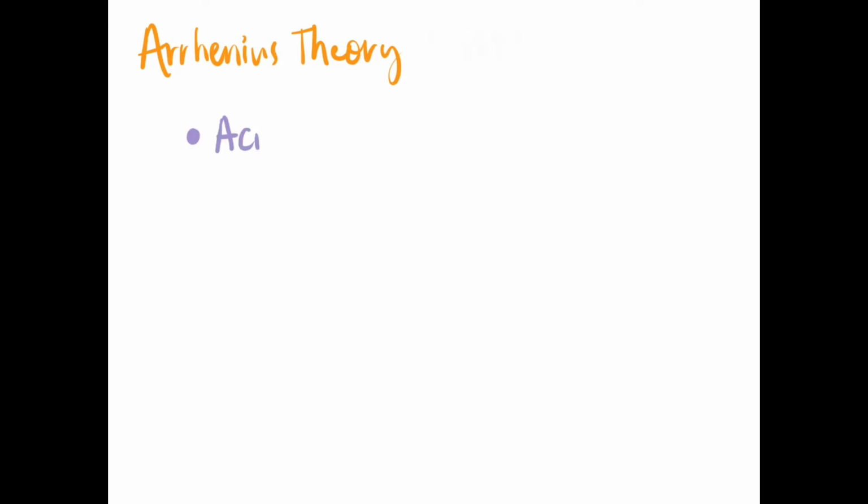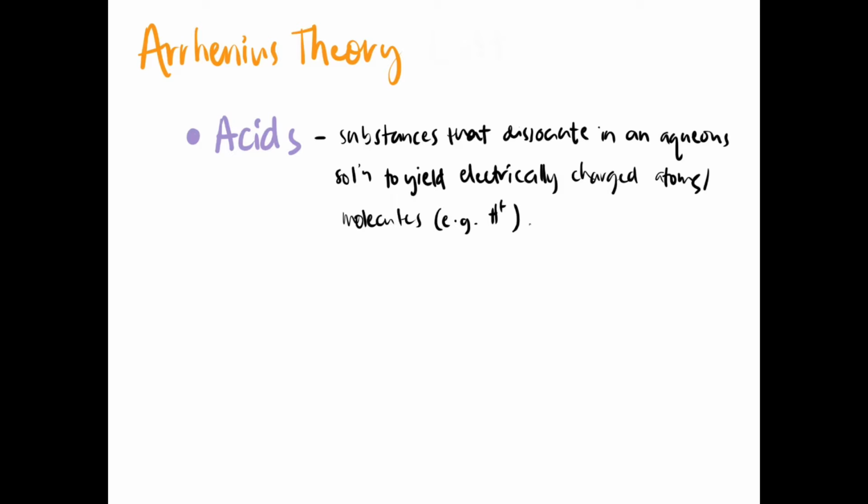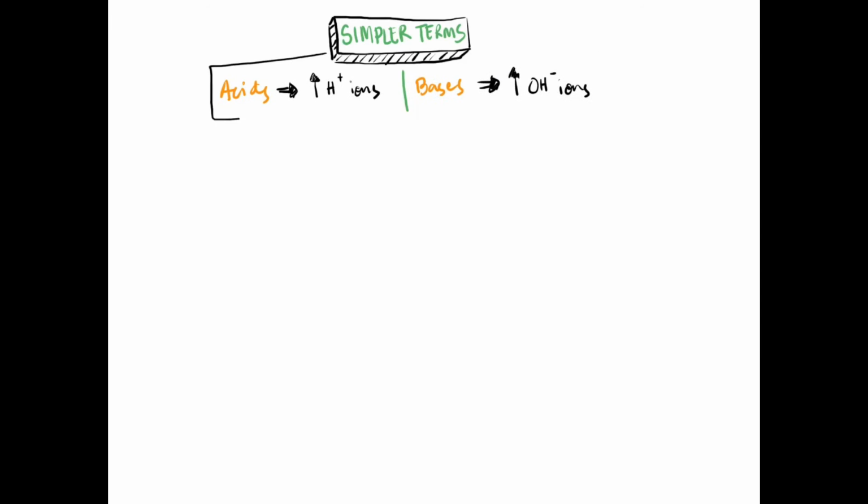In Arrhenius theory, acids are substances that dissociate or break up in an aqueous solution or water to yield electrically charged atoms or molecules, one of which is hydrogen ion, whereas bases are substances that produce more hydroxide ions when dissolved in water. In simpler terms, acids produce more hydrogen ions in water while bases produce more hydroxide ions in water.